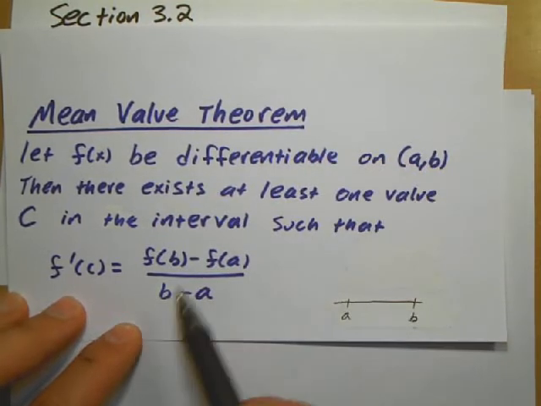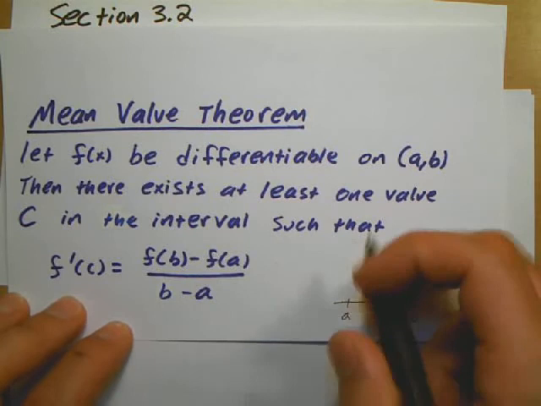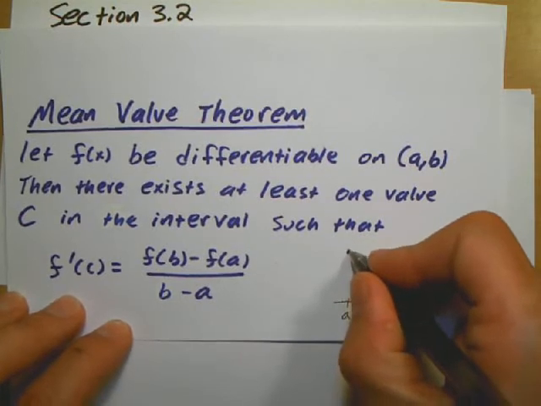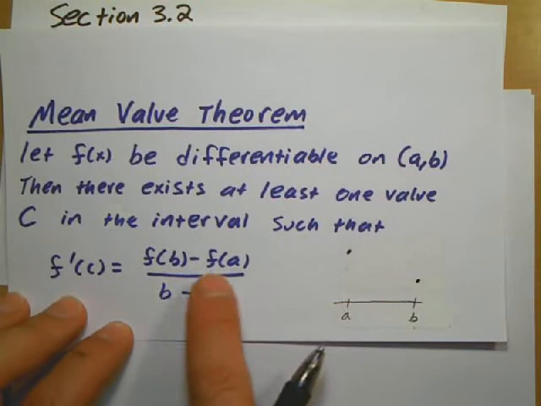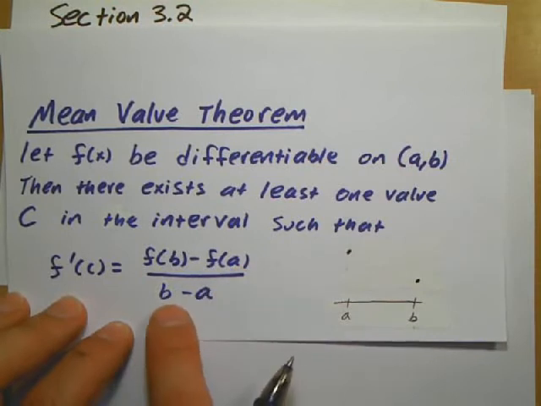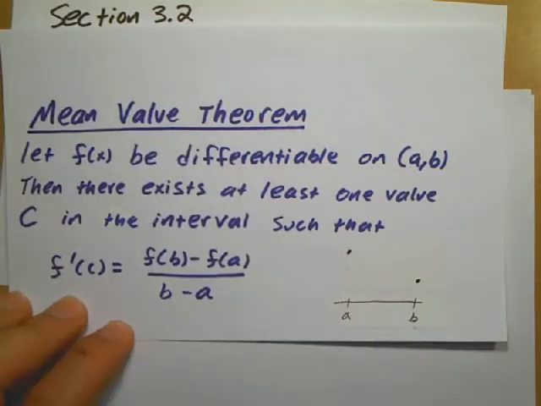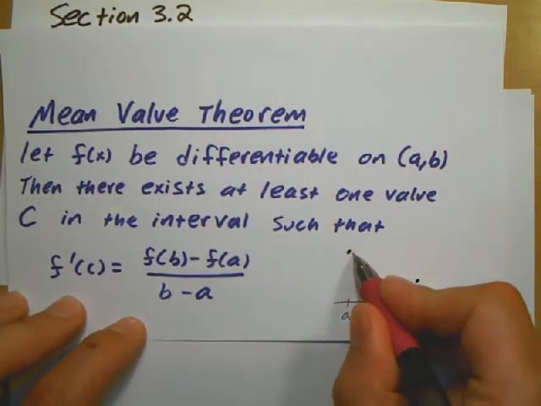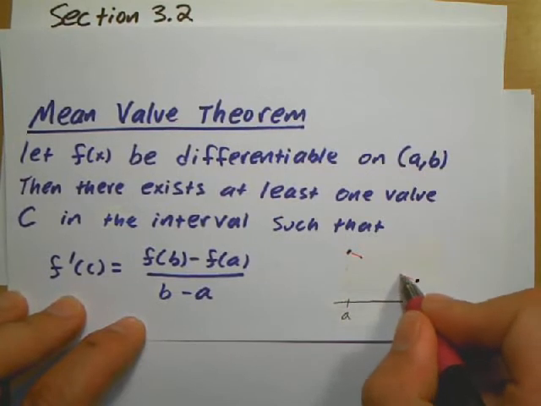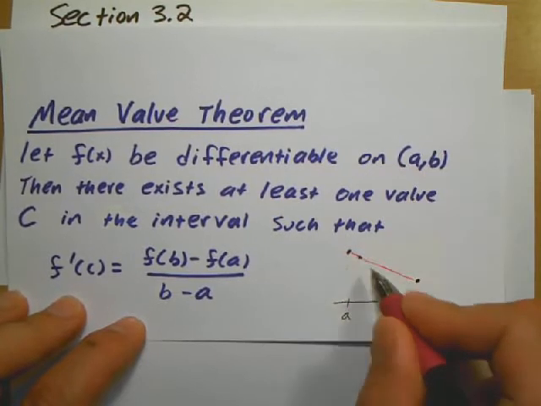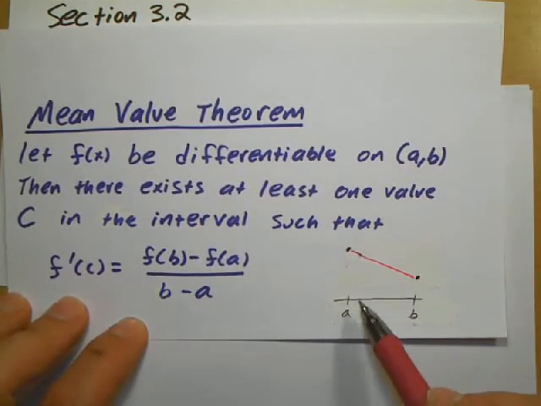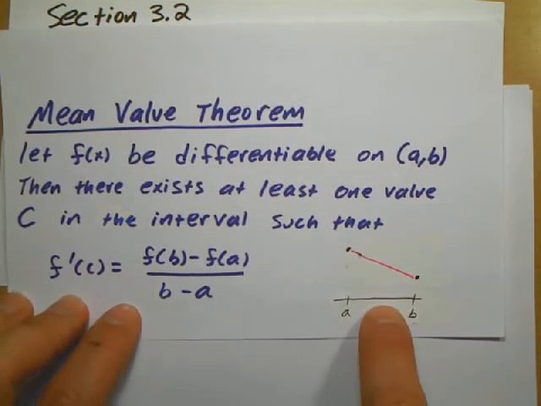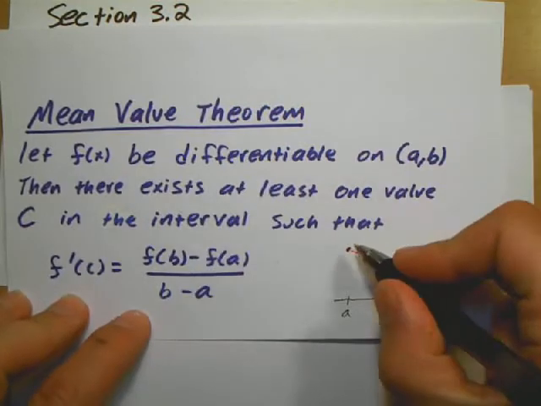And it says that if you were to connect these 2 points, so let's say a has a value up here and b has a value down over here, then f of b minus f of a all over b minus a is just finding the slope that connects these 2 points. So let me try to draw this accurately. So this line that connects these two, it says that somewhere in between, so some c value in between, is going to have the exact same slope as this.